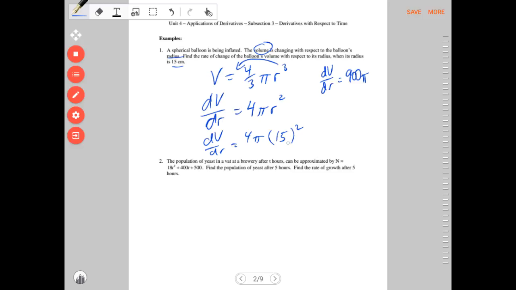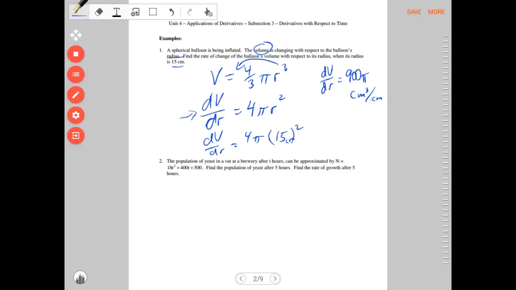Now, this is technically centimeters, so the answer would be centimeters squared. But I want to go back to here because dV is volume divided by radius. So volume is measured in centimeters cubed per centimeter. Now, if you cancel those units, you do get centimeters squared, but this is more descriptive because the volume is changing by 900 pi cubic centimeters per centimeter of radius at that point.